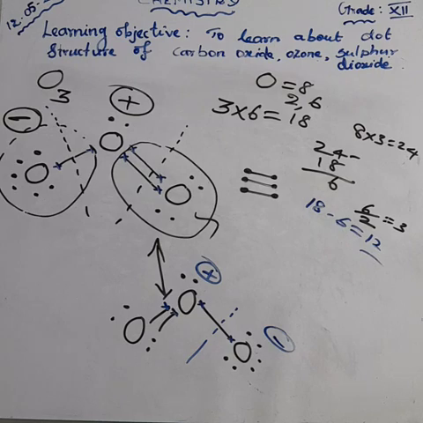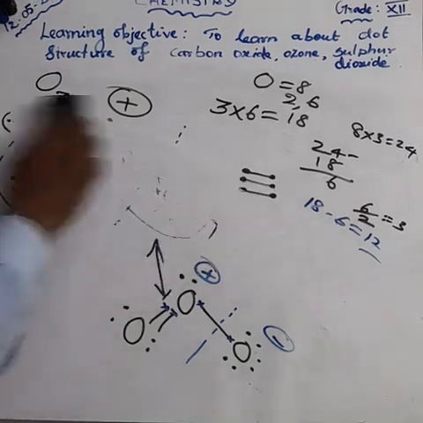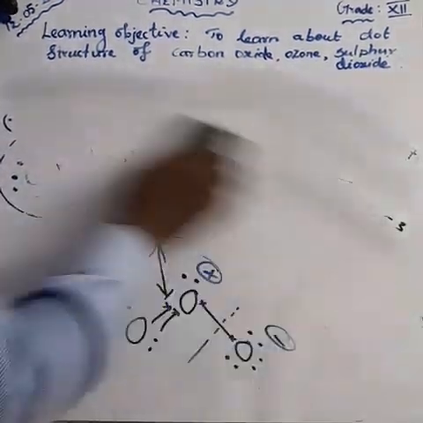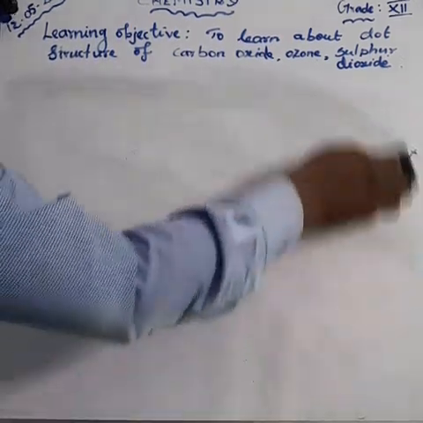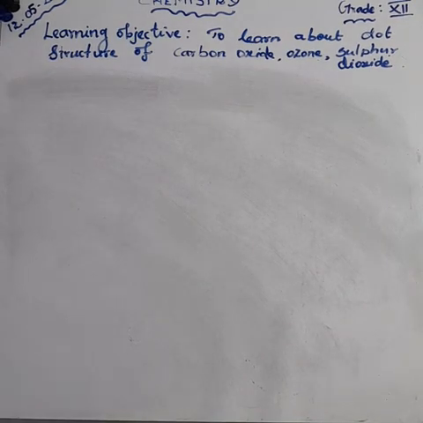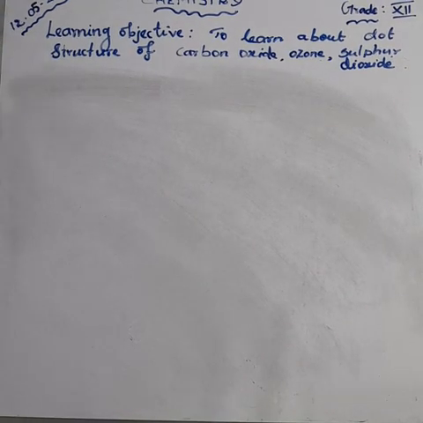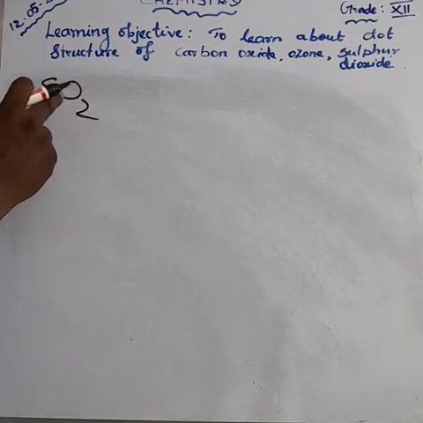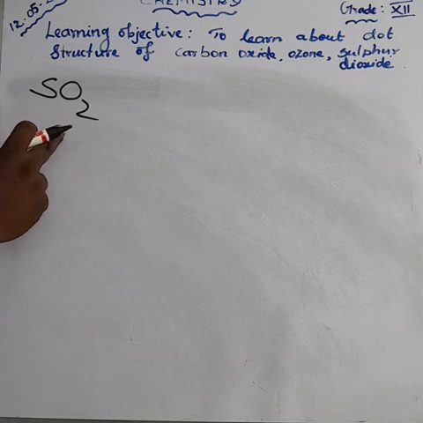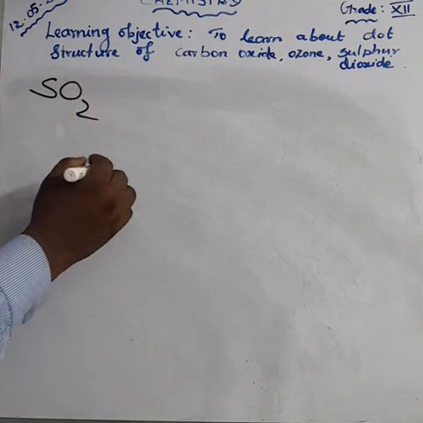Next, about the sulfur dioxide. How can you draw the structure of sulfur dioxide? Which are the elements present in sulfur dioxide? Sulfur and oxygen. 2 oxygens. Am I right? Sulfur and 2 oxygens. We can simply draw it like that.